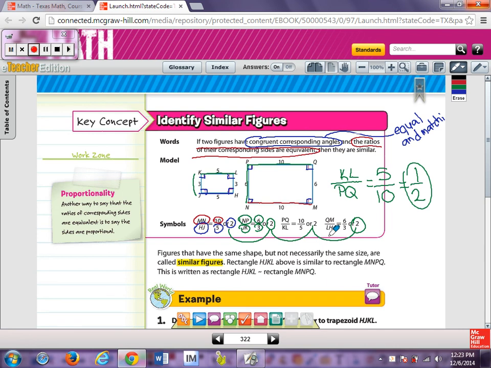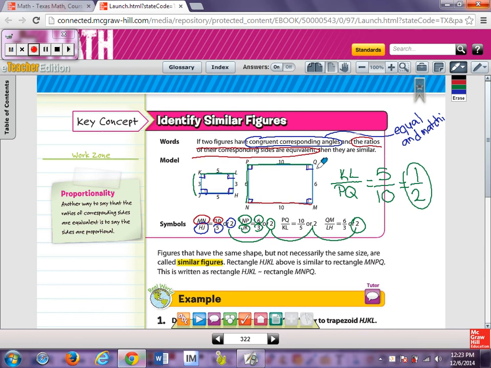Now it goes on to say that figures that have the same shape but not necessarily the same size are called similar figures. And all that means is that you have two shapes that look alike but are not exactly alike. They're similar, not exact. That's all that means. Here it tells us rectangle HJKL, that's how you name it, above is similar to rectangle MNPQ.